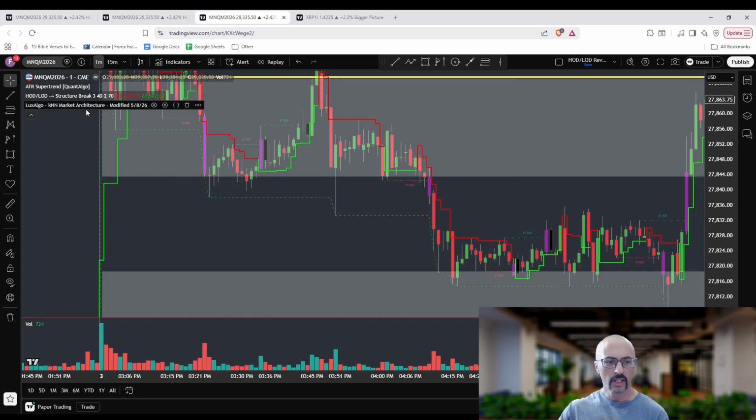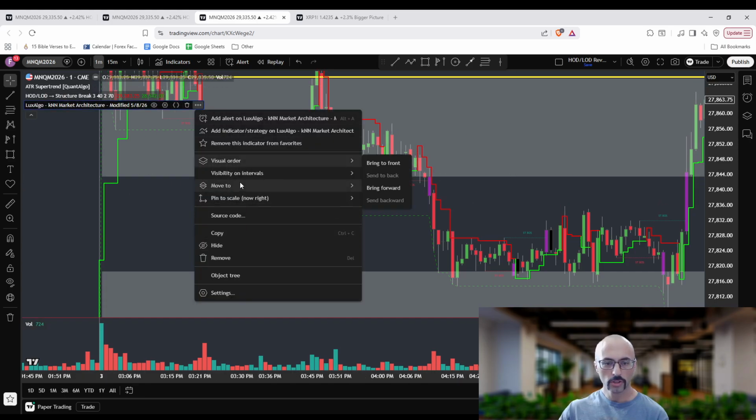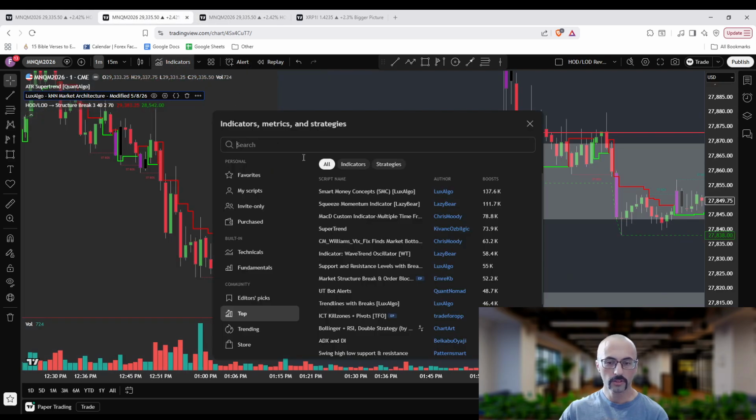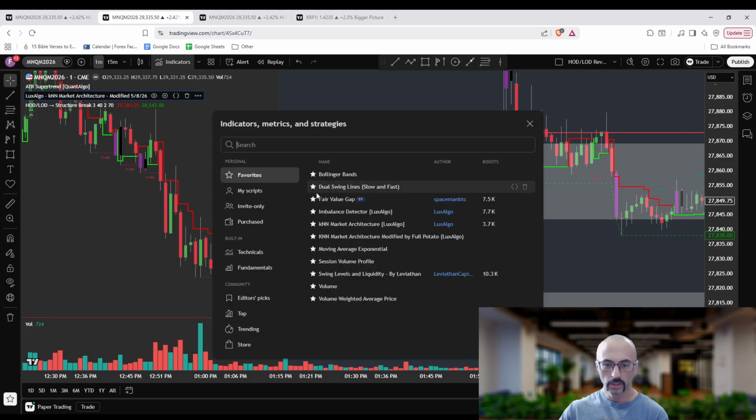It's really interesting how he did it. There's more about the script. I guess not that one. It's this one here. It's called KNN Market Architecture by LuxAlgo.